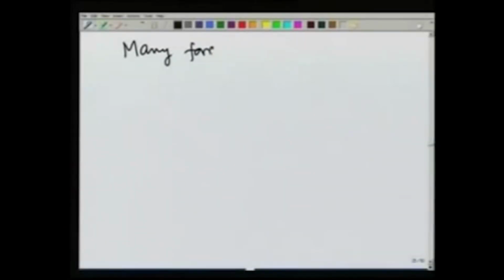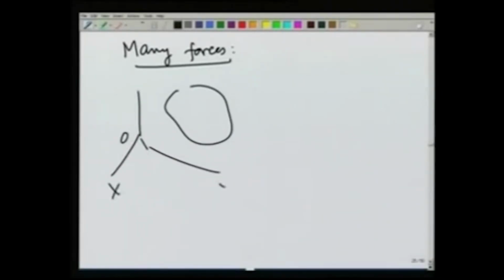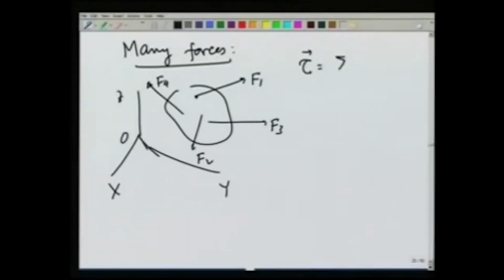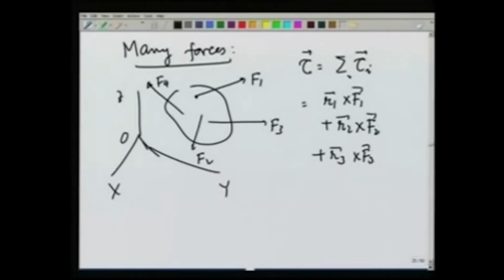As I said earlier, if there are many forces on a body, with origin x, y, z, and there are many forces working, F1, F2, F3, F4 and so on, then the total torque would be equal to the summation of individual torques, which will be equal to R1 cross F1 plus R2 cross F2 plus R3 cross F3 and so on, which is equal to summation R_i cross F_i, where R_i is the vector from the origin to any point on the line of action of the force F_i.